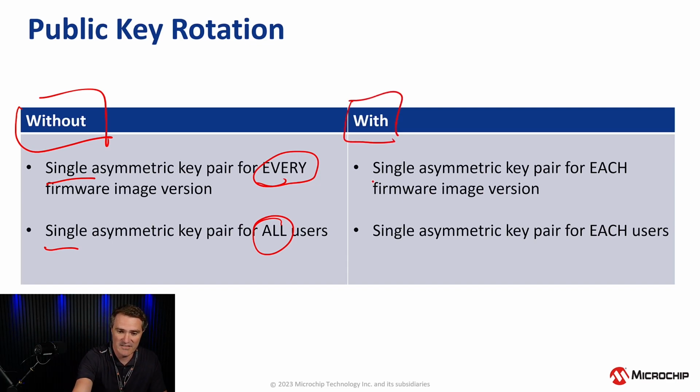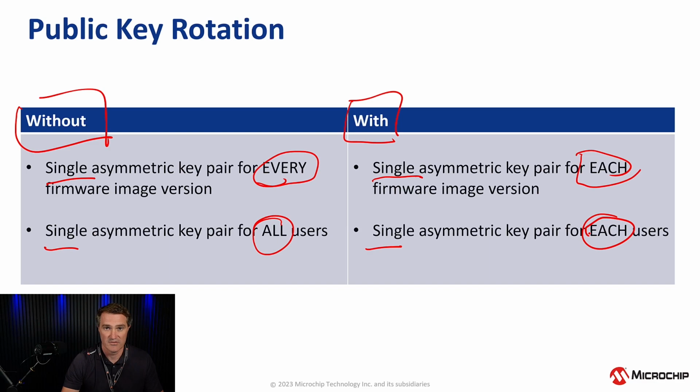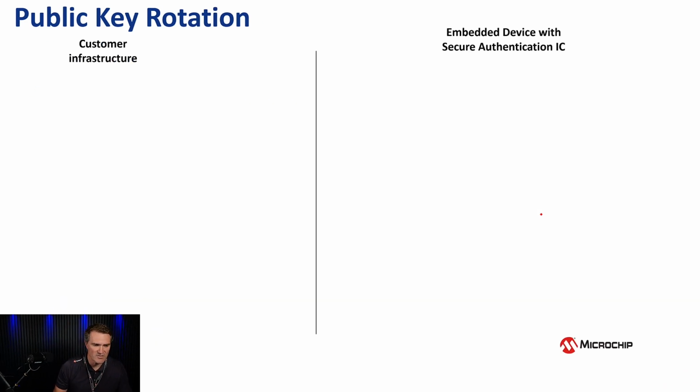Now you have a single key pair for each firmware version, or you have a single key pair for each user. So now you can distinguish users or firmware. Again, there are other use cases that you can benefit from using public key rotation. So let's look at how it works at a high level.